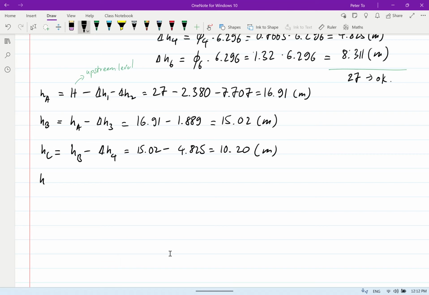And the last one, the HD, is equal to HC minus delta H5, which is equal to delta H3. It is 10.20 minus 1.889, and it is 8.311 meter. Alright, so now for understanding, I can draw this one for you.